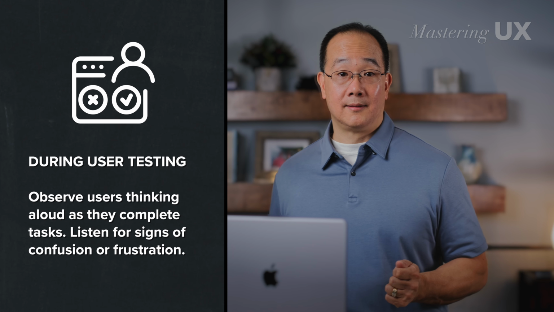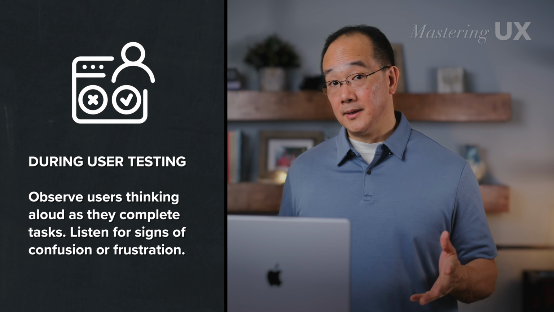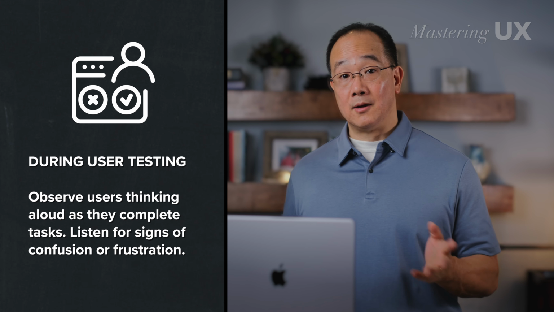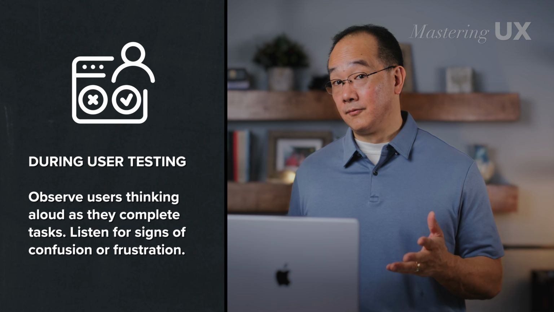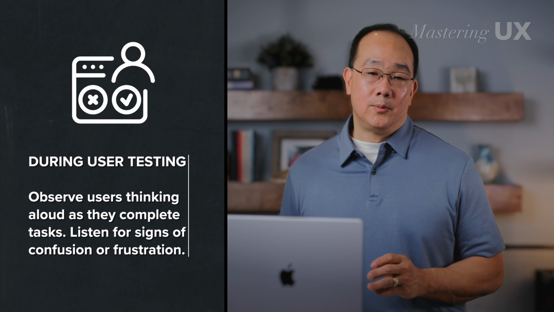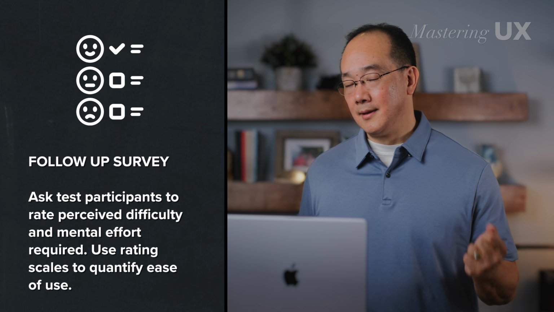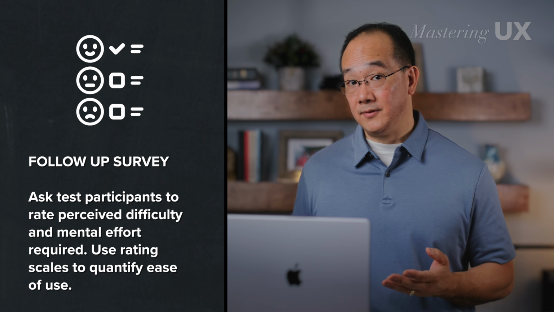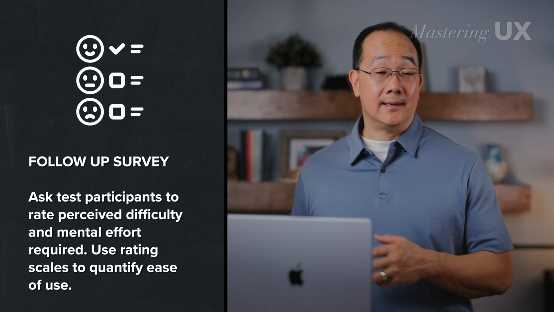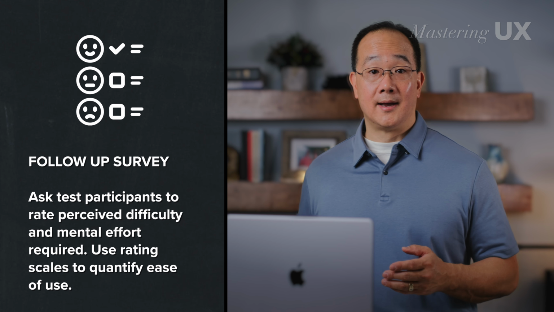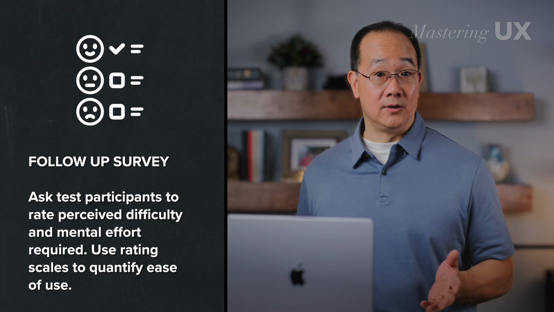So how do we test for it? Well, cognitive load is not usually something that we test for separately, but it's something that we should be mindful of when we're doing our already planned user testing. For example, if we're doing some user testing, we may decide to do a usability test. We may observe users thinking out loud, and as they complete the task, we should listen for signs of confusion or frustration. We can do follow-up surveys and make sure that their rate of perceived difficulty and mental effort required is captured. We can do this by having a rating scale of ease of use.